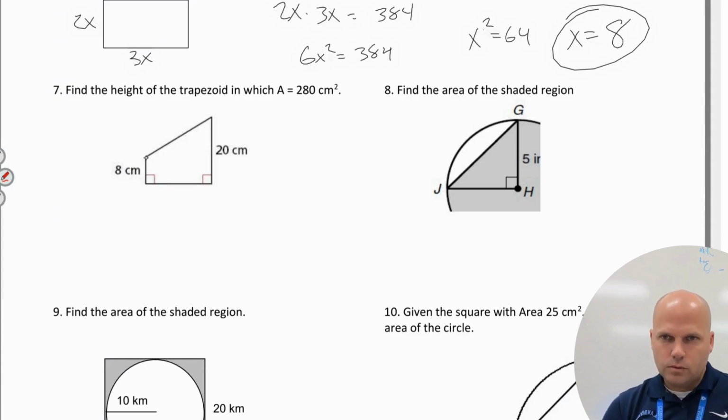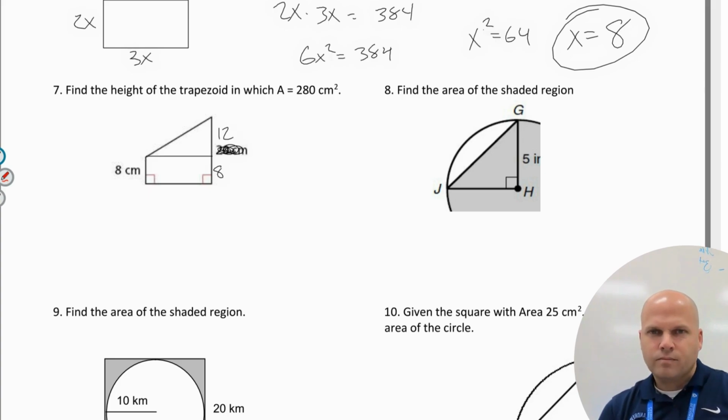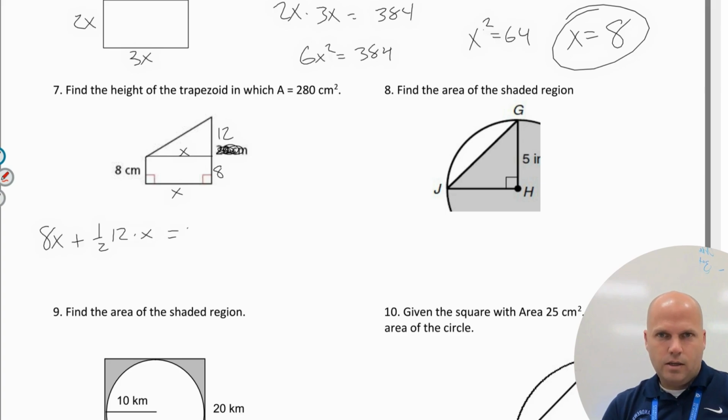Trapezoids, well, split it into a rectangle and a triangle. That's what my calculus students do. They split things into triangles and rectangles because trapezoids we don't work with enough, so tricky. So I have this length here, we'll call x. Now here's a good question. 8x plus 1/2 base height has to equal 280. We're trying to find x, we can find it.